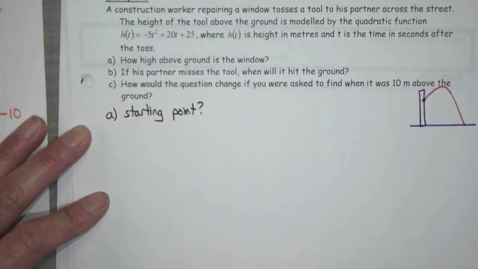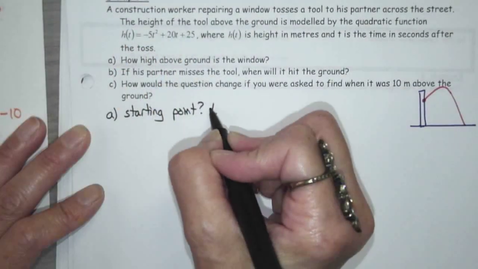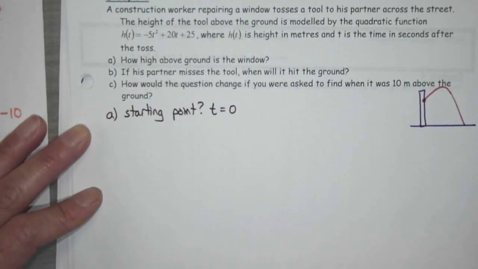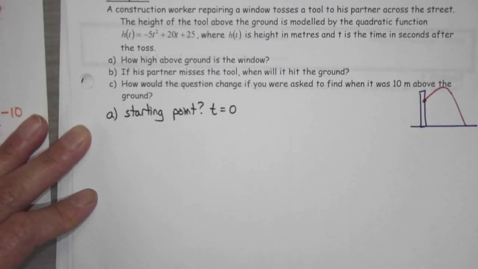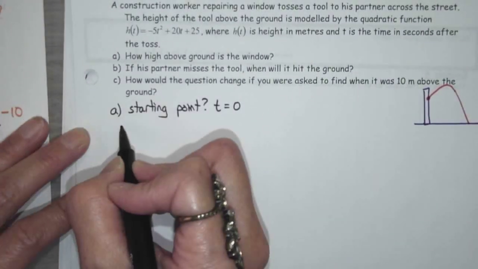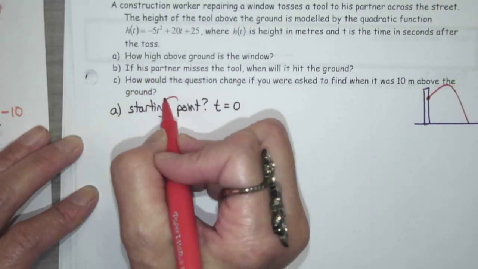The starting point of this function is going to be when t equals 0. I do my t's with the little tail, so you notice that it looks like not a plus. So my time is 0, and I want to do h at 0. This is my thought process. You don't have to write this. This is my brain.